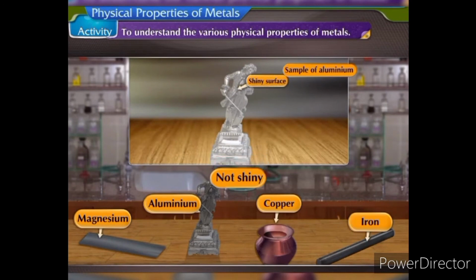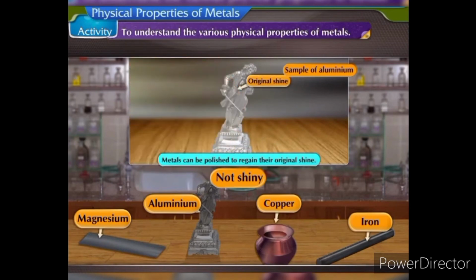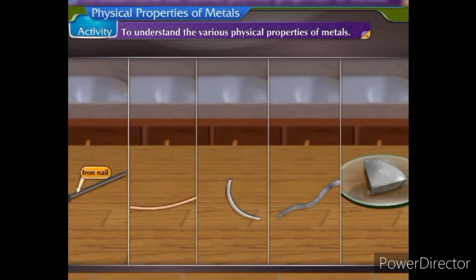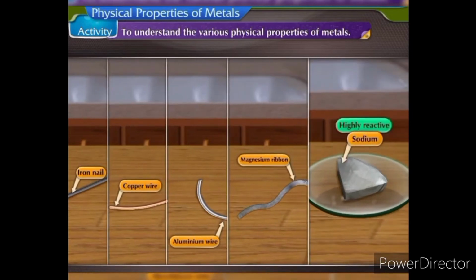Metals in their pure state have a shine. When they are kept exposed to air for a long time, they react with oxygen and moisture in the air and lose their shine. They can be polished to regain their original shine. Take an iron nail, a thick copper wire, a thick aluminium wire, a magnesium ribbon, and metal sodium. Sodium is highly reactive, hence carefully place a piece of sodium metal on a watch glass.